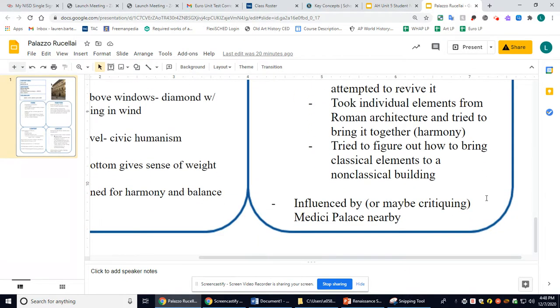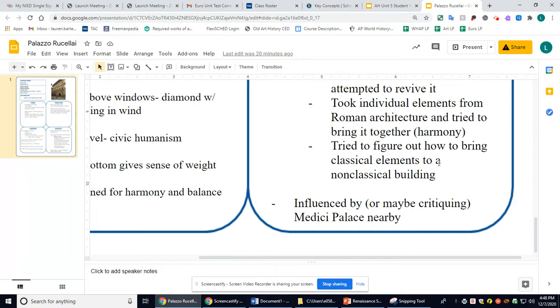He also was influenced by, and probably even critiquing, the Medici Palace, which was nearby, which I'll show you. You might remember when we studied the David, we talked about the Medici. The Medici were a very wealthy banking family in Florence. They were kind of like the unofficial rulers of Florence. And they built this huge palace, and then all the other wealthy people started building their own palaces, influenced by it.